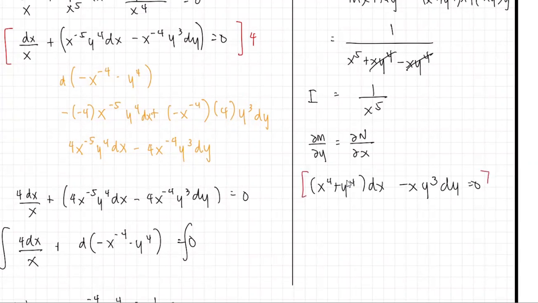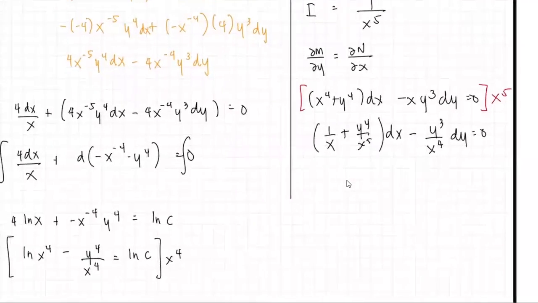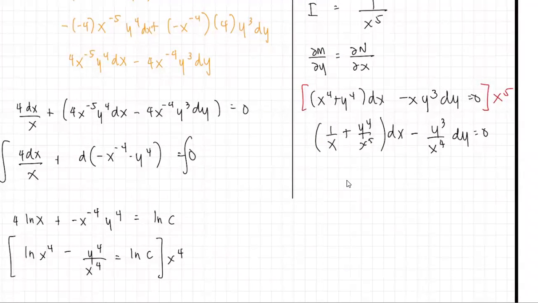Multiply it by 1 over x to the fifth. Okay? So once it is multiplied, this will be 1 over x plus y to the fourth over x to the fifth dx minus y cubed over x to the fourth dy equals 0. Okay? So this will be our m. This is our n.